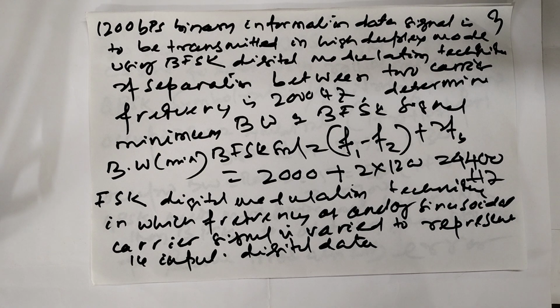A 1200 bps binary information data signal is to be transmitted in full duplex mode using the BFSK digital modulation technique. If the separation between the two carrier frequencies is 2000 Hz, determine the minimum bandwidth of the BFSK signal. Bandwidth minimum is equal to |f1 - f2| + 2fb. Here the difference between the two carriers is 2000, fb is equal to 1200, so it is 4400.